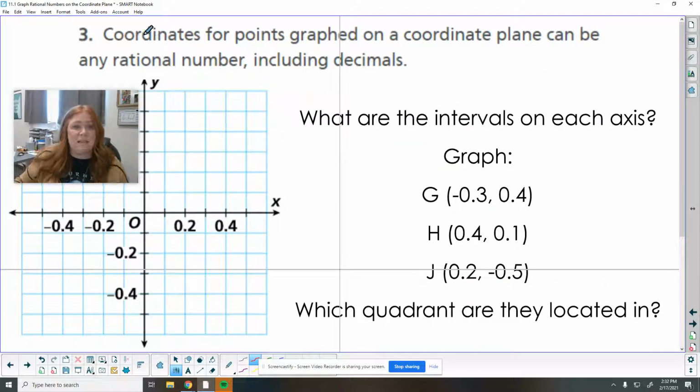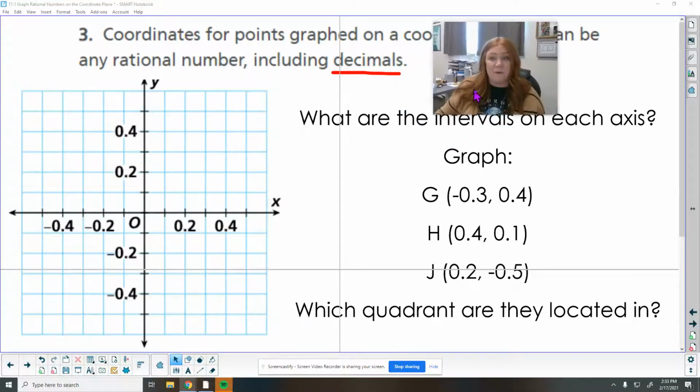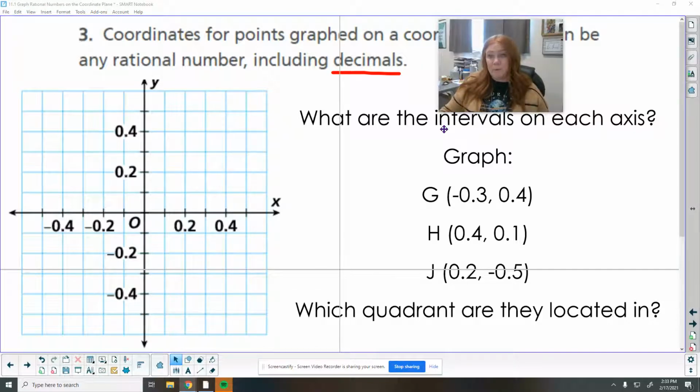Task 3 tells us that coordinates for points graphed on a coordinate plane can be any rational number, which we discussed earlier, including decimals. So notice on this chart, we are counting in decimals here instead of whole numbers. So the first thing we want to do is find the intervals that it's counting by. I notice here, it skipped 1 and here's 0.2.